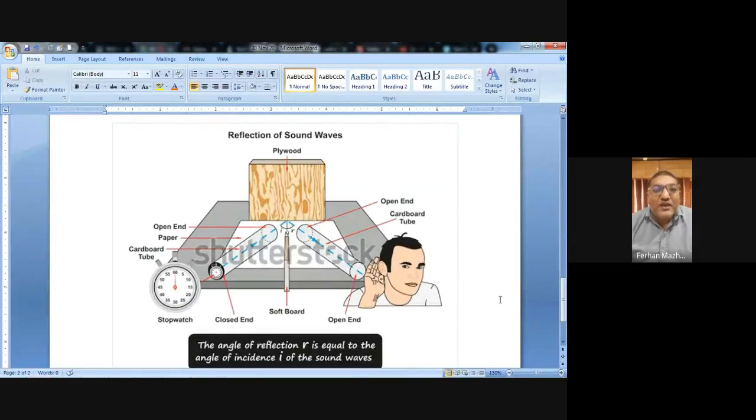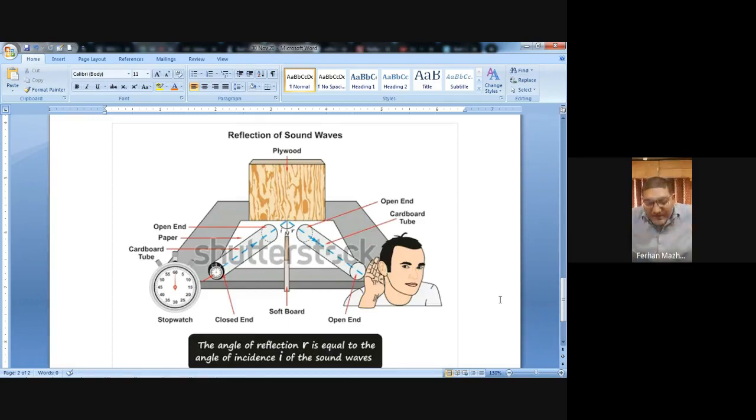Right now, I am with the 10 Cambridge class, and we are studying Physics 5054, the chapter named Sound. Today, we are studying an experiment in which we show that sound waves reflect.